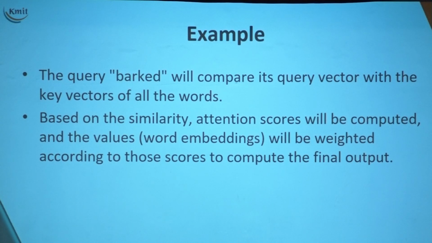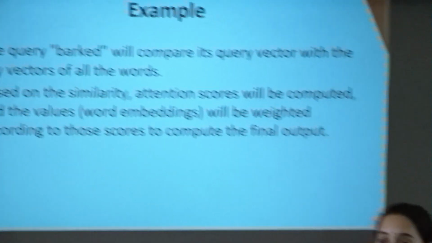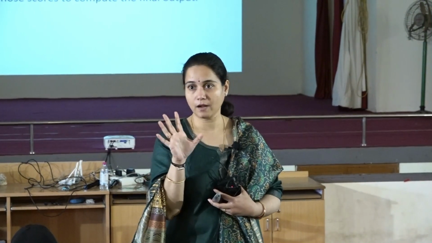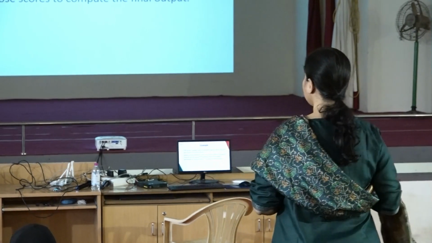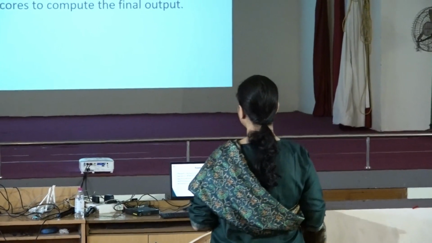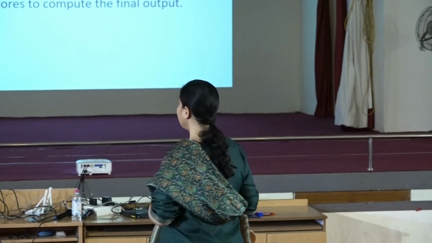Here comes the role of correlations. Here comes the role of similarities. Here comes the role of dot products. You all are aware, na? Dot products help you find out the similarity between two vectors. So here comes the role of these small mathematical applications that tell you how well the query vector and key vector are related to each other. Understood? Okay. So based on the similarity, the attention score will be computed and values will be weighted. So you will extract attention weights for your values.